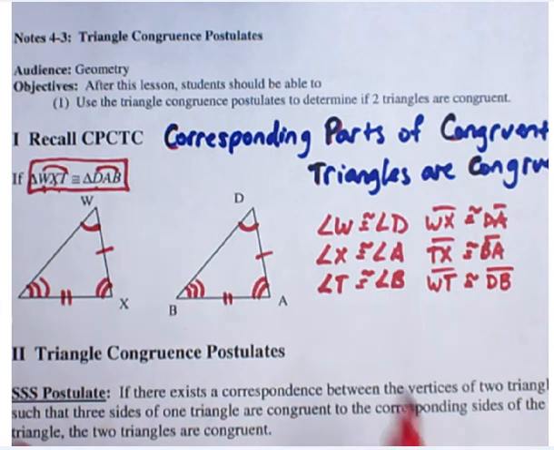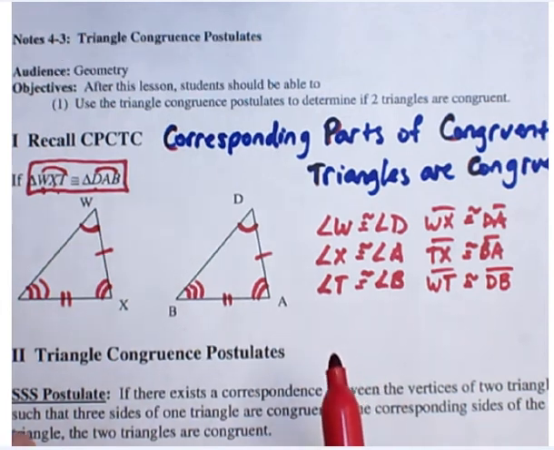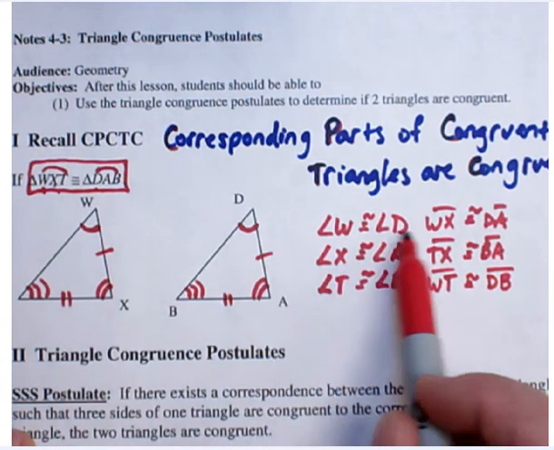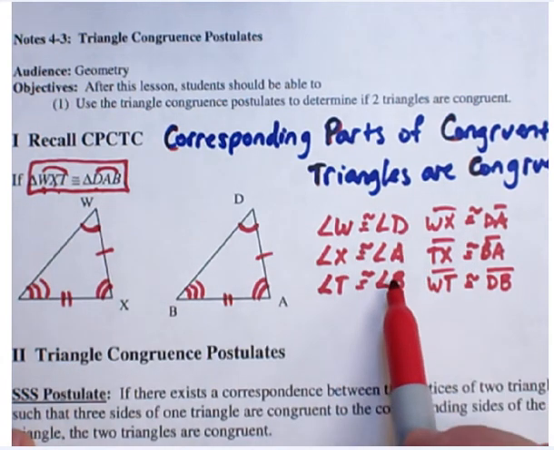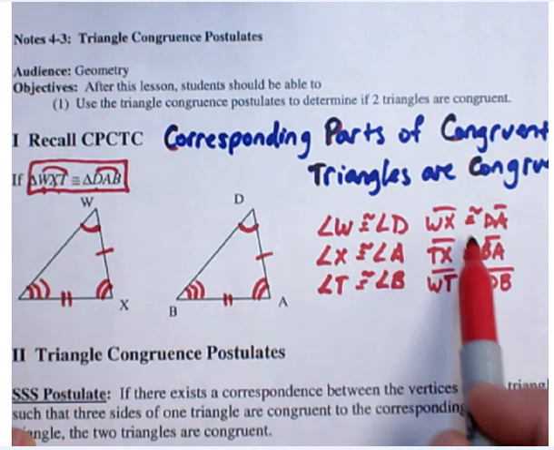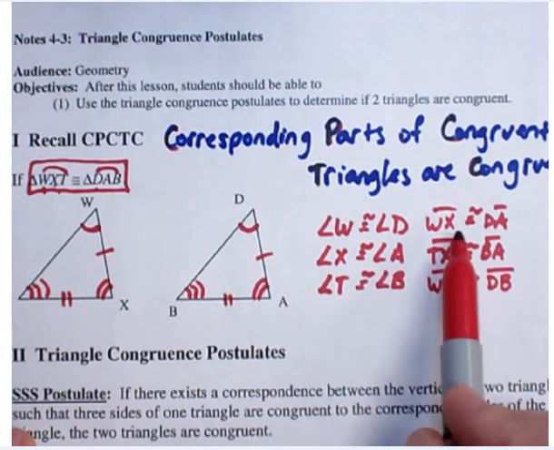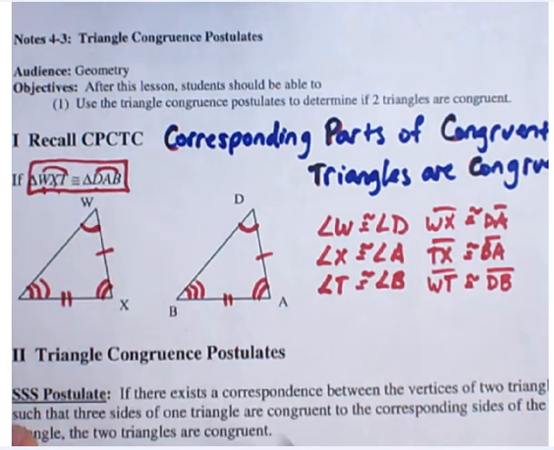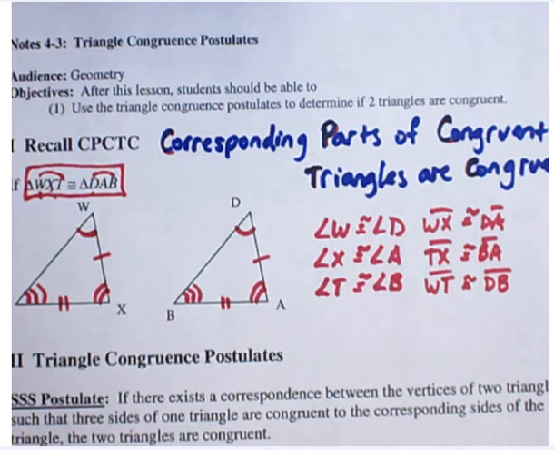Now if you think of this as an if-then statement, if the triangles are congruent, then all the corresponding parts are congruent. Think of the converse. If all the corresponding parts are congruent, then the triangles are congruent. That is also true. Now here's the problem.